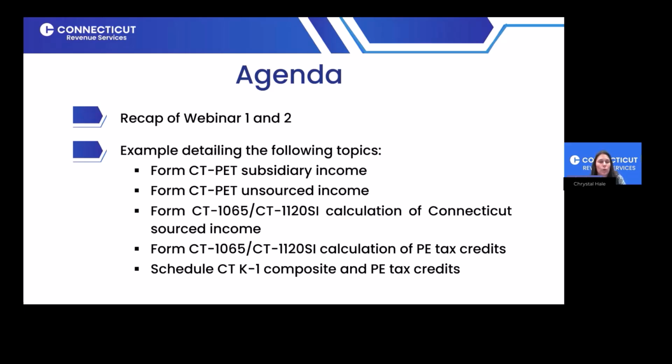So today I'm going to go over a recap of webinar 1 and 2, and we'll also go over an example detailing the following topics. Within the Form CT-PET, I'm going to explain a little bit further the subsidiary income and also unsourced income. On Form CT-1065 CT-1120-SI, I'll also elaborate on the calculation of Connecticut source income and the calculation of PE tax credits. And we will end with a Schedule CTK1 and details with the composite and PE tax credits.